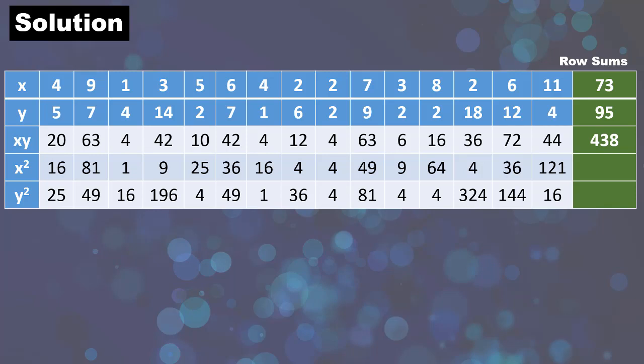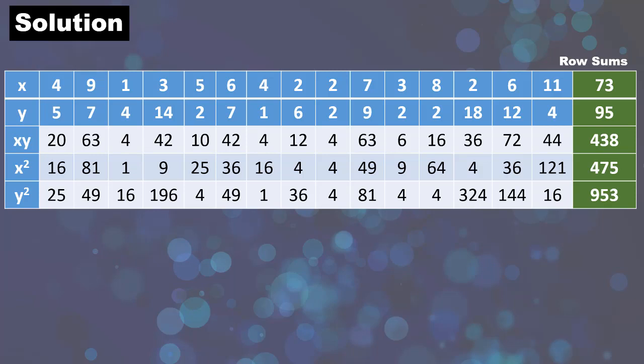When we add up the X squareds, 16 plus 81 plus 1 plus 9 plus 25 plus 36 plus 16 plus 4 plus 4 plus 49 plus 9 plus 64 plus 4 plus 36 plus 121 equals 475. And the last row for the Y squareds is 25 plus 49 plus 16 plus 196 plus 4 plus 49 plus 1 plus 36 plus 4 plus 81 plus 4 plus 4 plus 324 plus 144 plus 16, which adds up to 953. So we now have these 5 sum values.